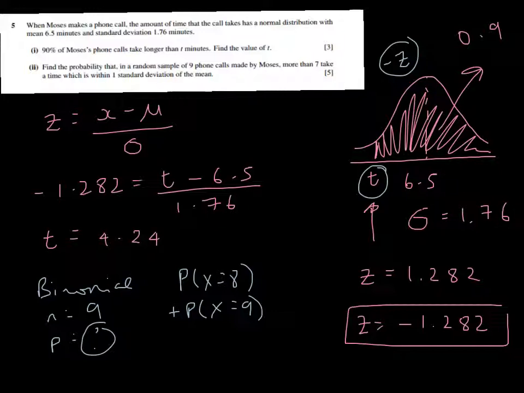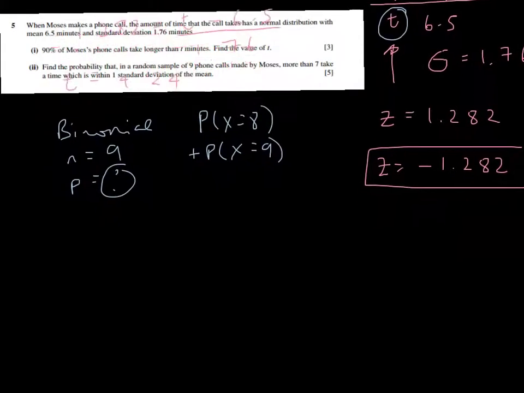So we're going to use binomial. We need to know what p is. They tell us that it's got to take a time which is within 1 standard deviation of the mean. So all you have to do is remember that the z-score just tells you how many standard deviations the values are either side of the mean. In this case, we're looking at z equals 1 and z equals negative 1, and we're looking at what proportion of the distribution is within that.